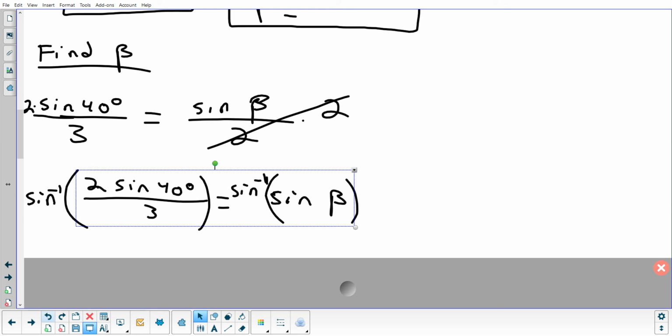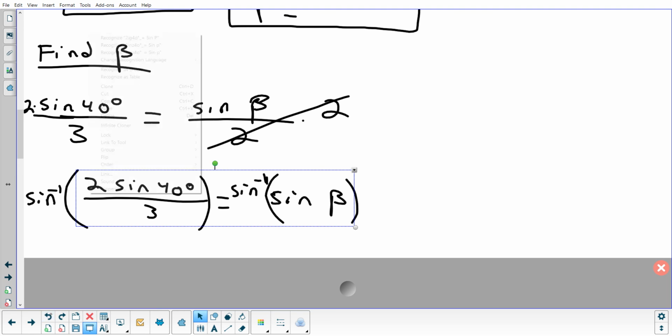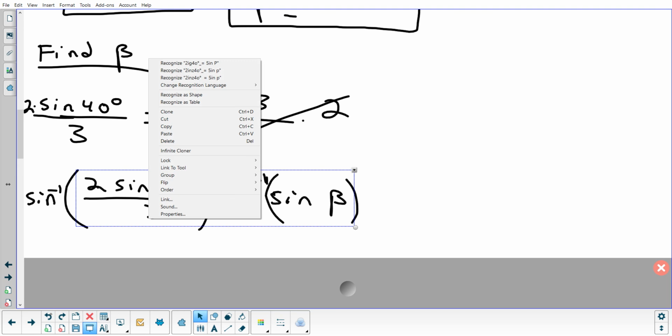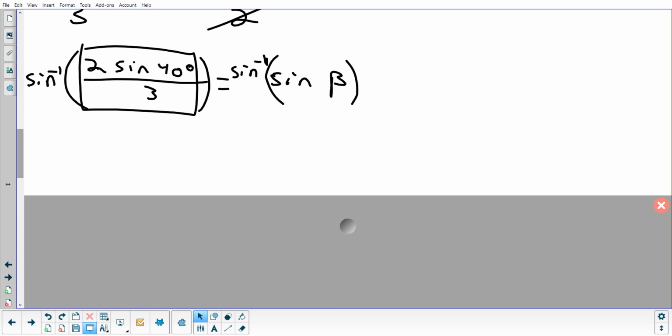Would you remember which trig functions come out positive in quadrant 1? What letter do we use there? A, right? They all come out positive. So the sine of 40 is going to be positive, times 2 is still positive, divided by 3 is still positive. So this is a positive number. That's important to remember. That is always going to be a positive number. Always. All right? So we take the inverse sine of each side.